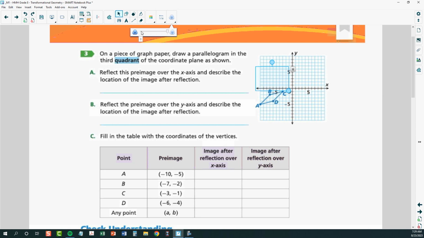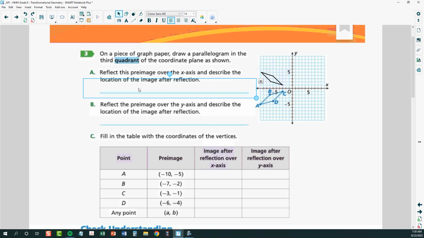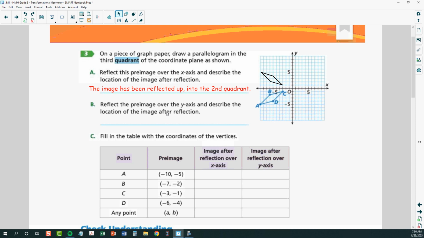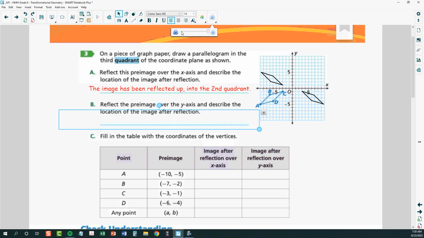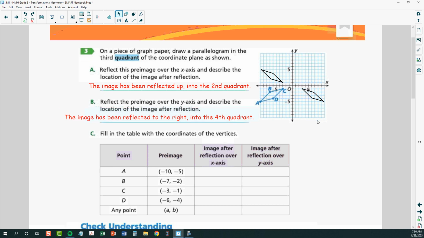Over your x-axis, it should have looked like this. And when I do that, the x has been reflected into the second quadrant. Okay. Now over the y-axis, what quadrant is it going to be in there? And this right here would look like this. And you have reflected it into the fourth quadrant. Can you go ahead and get the coordinates for that, please?